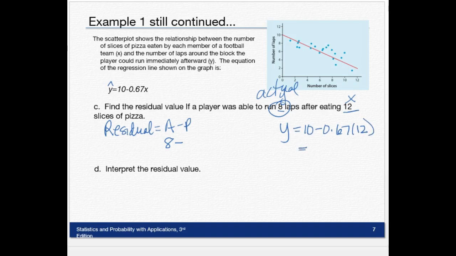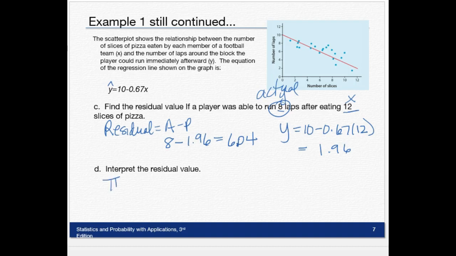When I do that, I get 1.96. Okay? So it predicted they could only run 1.96 laps, 1.96. And then when I subtract it, I get 6.04. Positive 6.04. So there's my residual, and notice the work that I showed for it. And I have to interpret it. This is the big deal in stats. You've got to interpret it in the context of the problem. So this football player obviously could run more than we predicted, right? But how much more? 6.04 more laps, all right?